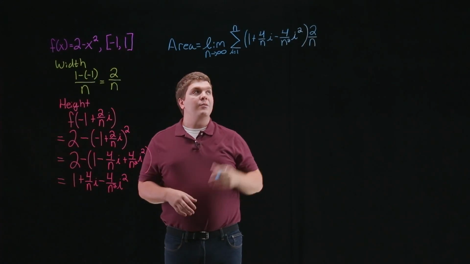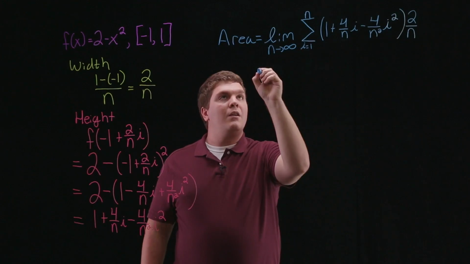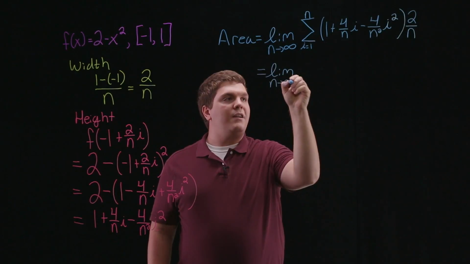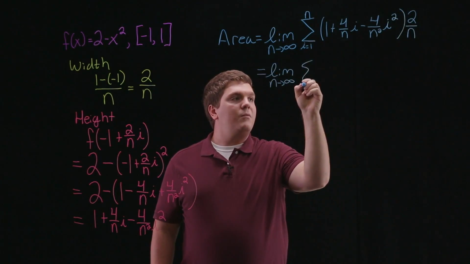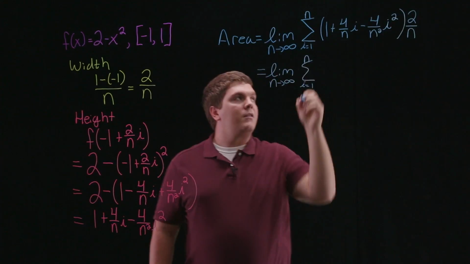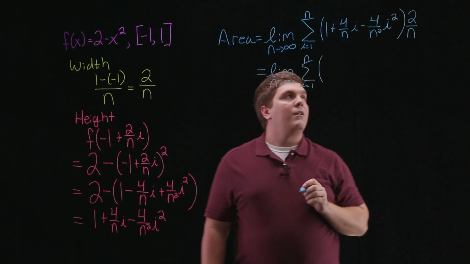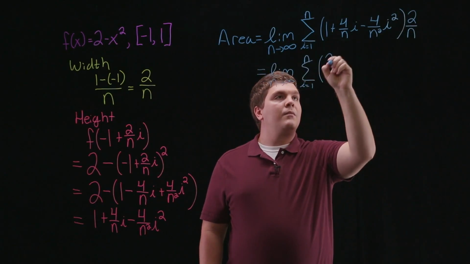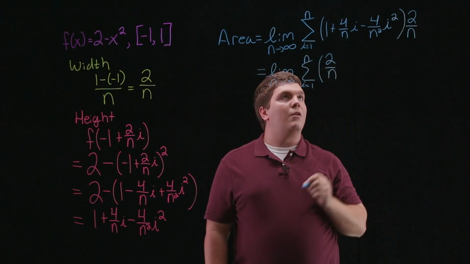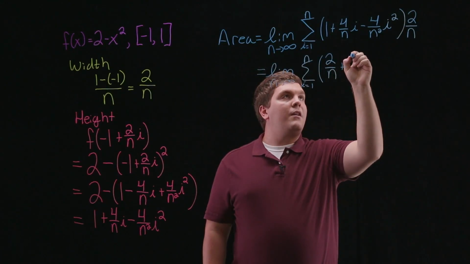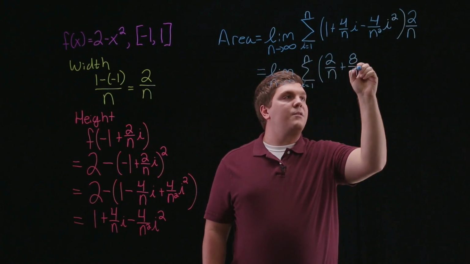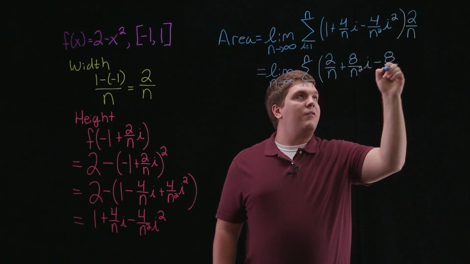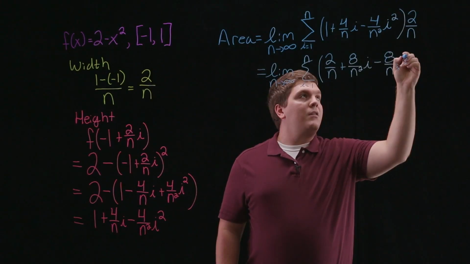And here, we're going to do some algebra and just simplify this. So the area is still going to be equal to the limit as n approaches infinity of the sum from i equals 1 to n. Here we can go ahead and distribute this 2 over n. So we have 2 over n plus 8 over n squared times i minus 8 divided by n cubed times i squared.